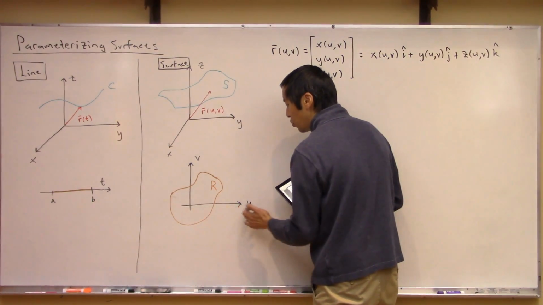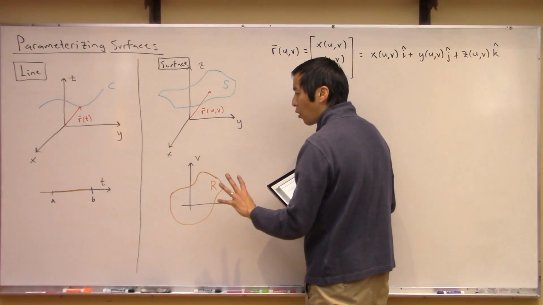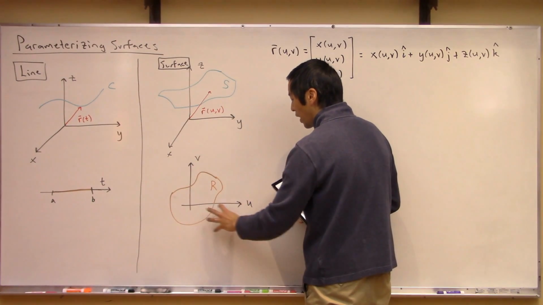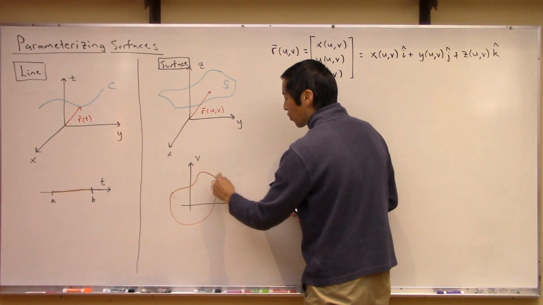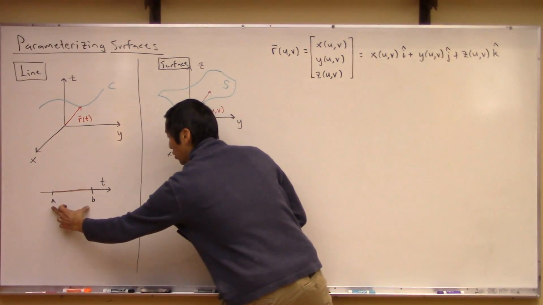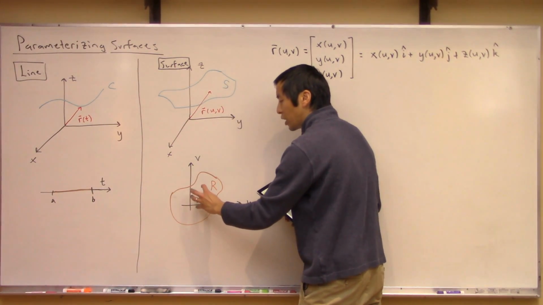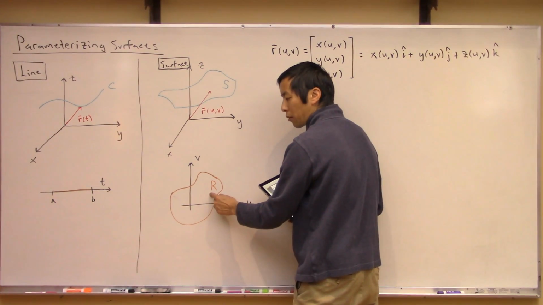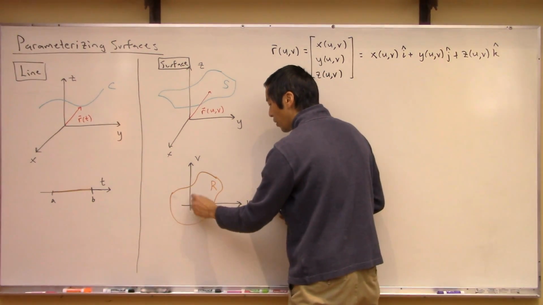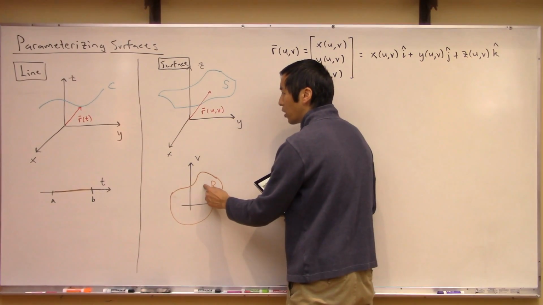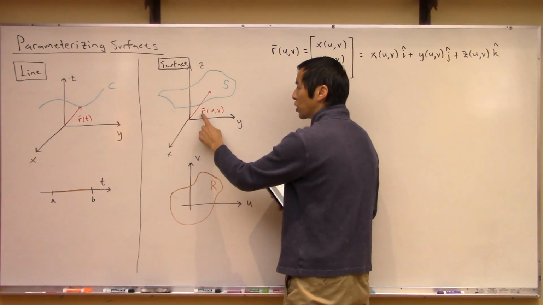Let's say you have a u and a v. Now we're allowed to choose any locations in this UV domain. It's not just a single simple segment, but now a two-dimensional region in the UV plane called R. So we pick any location in this R, and what we want to do is develop a parameterization function.